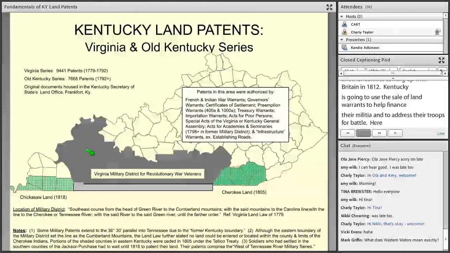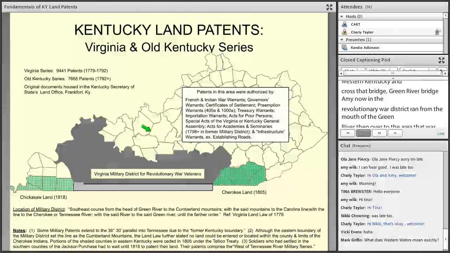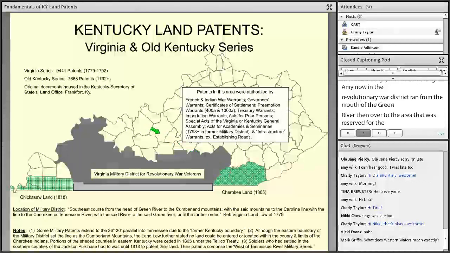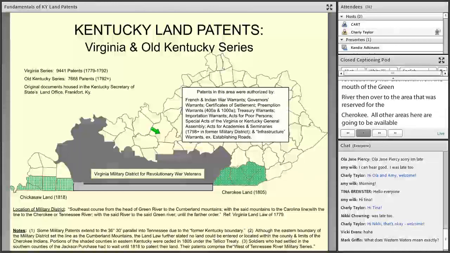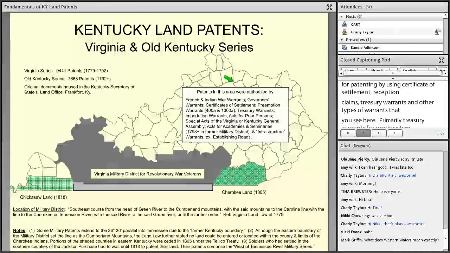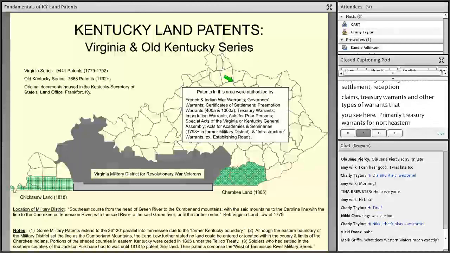Every time I pass into western Kentucky and cross that bridge, Green River Bridge, I'm now in the Revolutionary War District. It ran from the mouth of the Green River, then over to the area that was reserved for the Cherokee. All other areas here are going to be available for patenting by using certificates of settlement, preemption warrant claims, treasury warrants, and other types of warrants that you see here. Primarily, treasury warrants for northeastern Kentucky. This is where this is going to be. That's where you see the land speculators coming in.